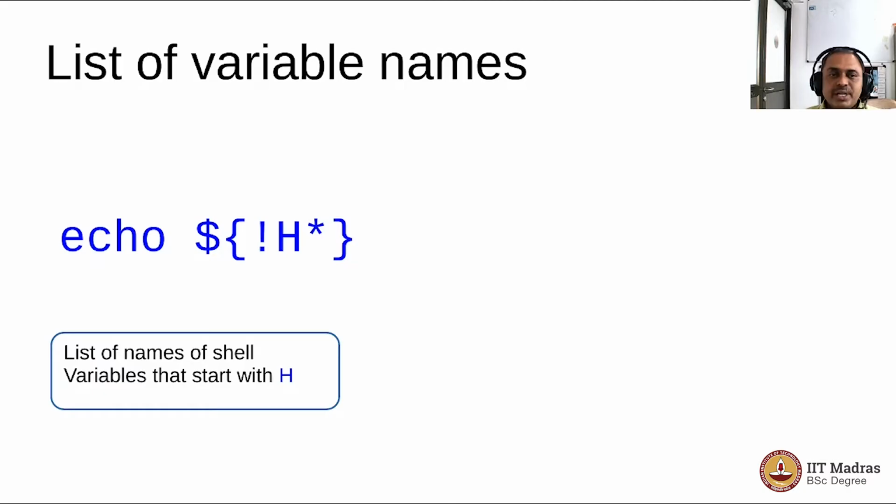So you could actually print out the names of the variables by using this command: echo dollar within the braces, exclamation mark, followed by the character with which you would search for the names of the variables, and then a pattern. So H star would mean that all the variable names which start with H will then be displayed on the screen. You could have any other pattern that is supported by the bash syntax.